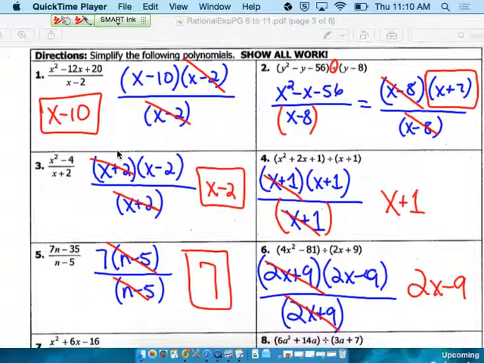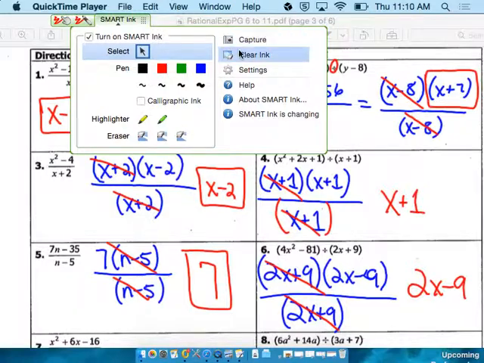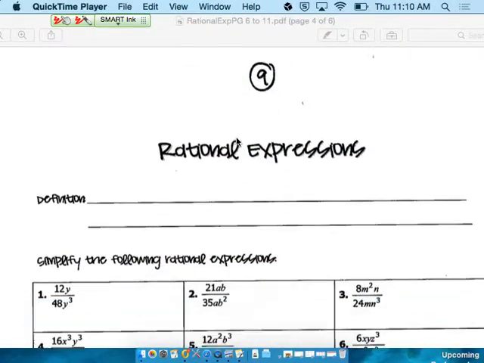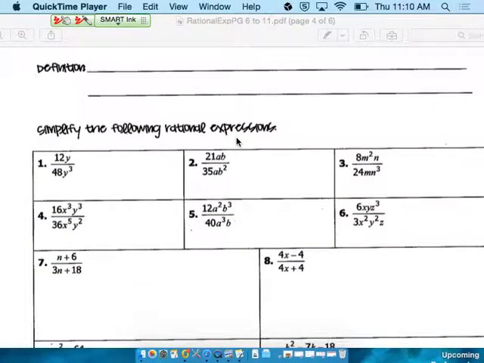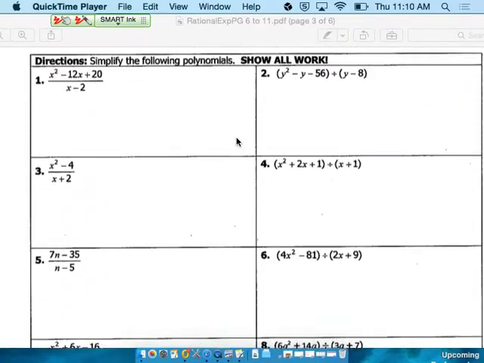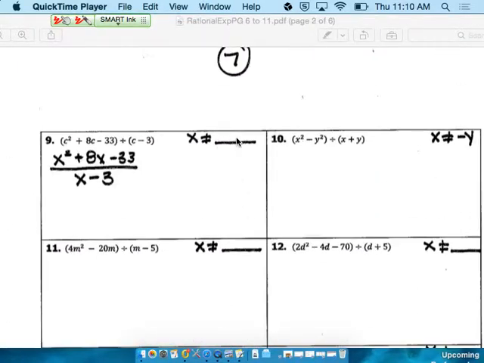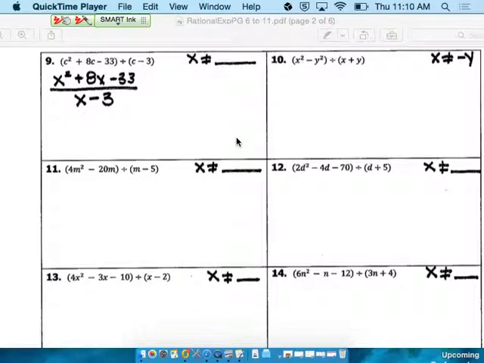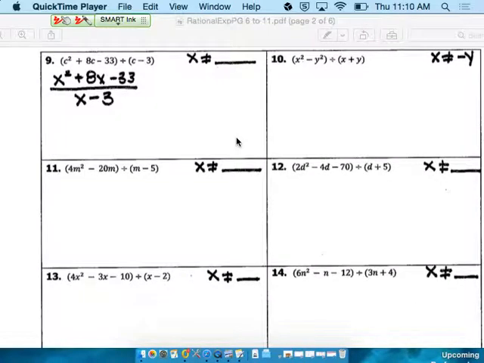So those are your simplified answers for 1 through 6. And let's look at a few on the next page. Okay, page 9.